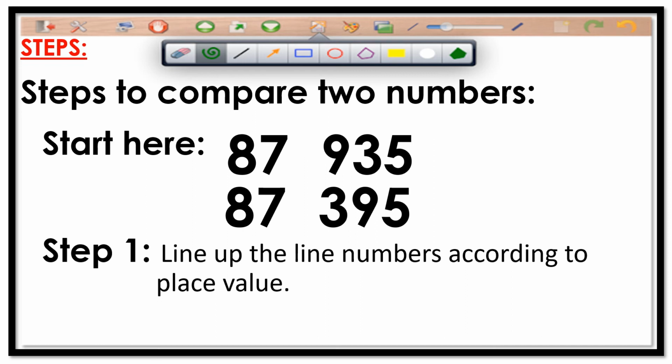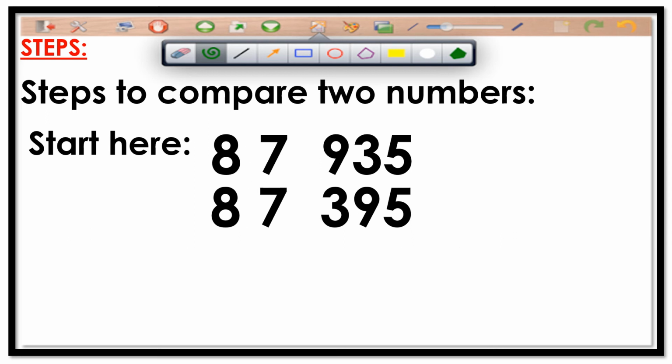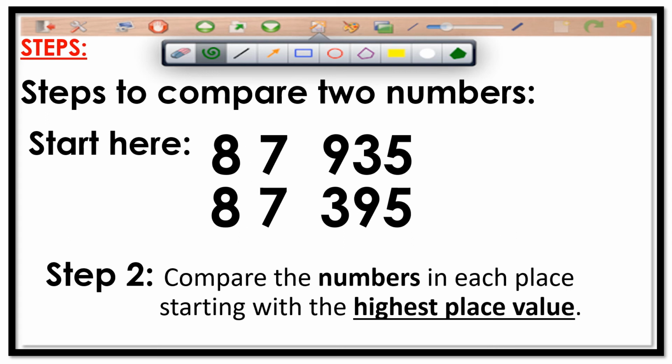So, nag-compare tayo ng dalawang numbers. Steps to compare two numbers. So, 87,935, then 87,395. Nakapila, di ba? Pantay, pantay. Yun ang step 1, pagpantayin. Ang step 2, compare the numbers in each place value starting with the highest place value. Tandaan, ang smallest place value ay nasa kanan at ang highest place value ay nasa kaliwa.